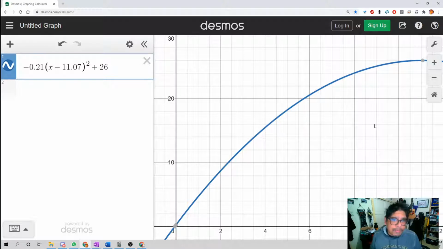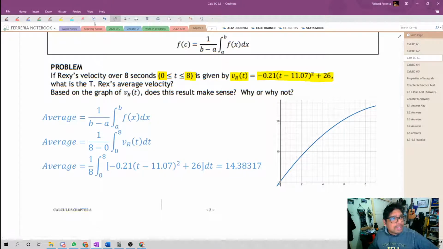Here's our graph for Rexy's velocity. And when I look at his velocity on 0 to 8, I can see that his maximum velocity is over here, which is what, 24 or something like that? Maybe, yeah, 24. And his minimum velocity is near 0.